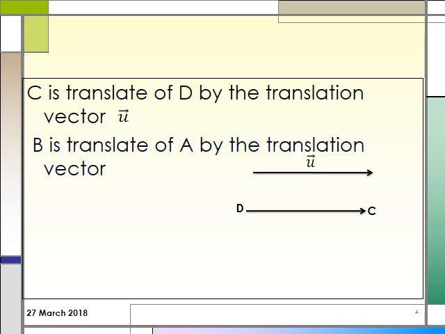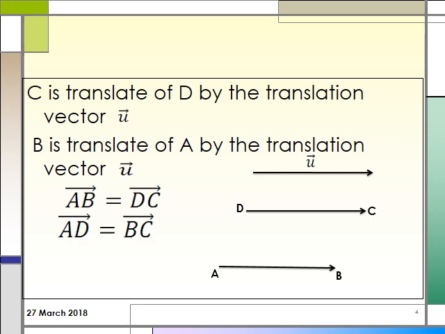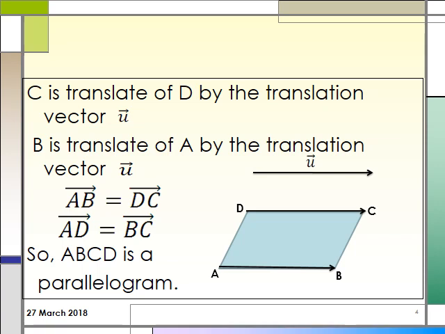B is the translate of A by translation vector U. So AB vector equal DC vector and AD vector equal BC vector. Then we can say that ABCD is a parallelogram.